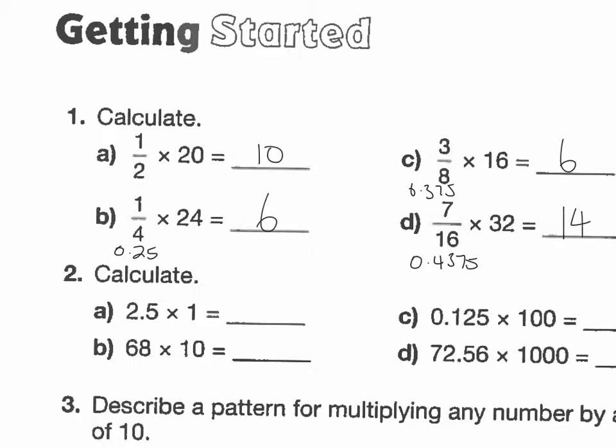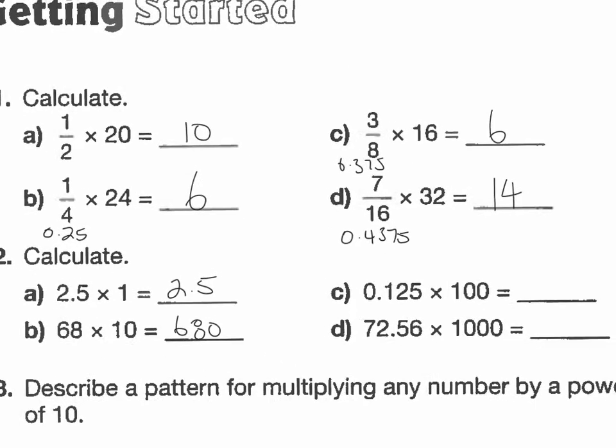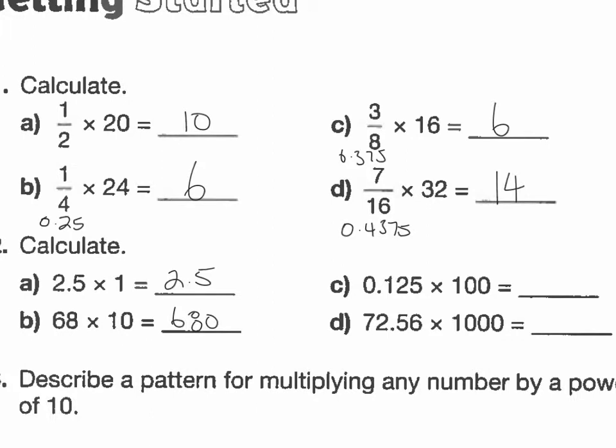Here's some more. Calculate 2.5 times 1. Well, anything times 1 is just itself. 68 times 10, well, that's 680. 0.125 times 100. Well, anytime you multiply by a multiple of 10, you just move the decimal however many zeros you have. So that becomes 12.5. And here we have 3 zeros, so we're going to move this 1, 2, and we don't have anything, so we move it and we add in a 0. So this becomes 72,560.